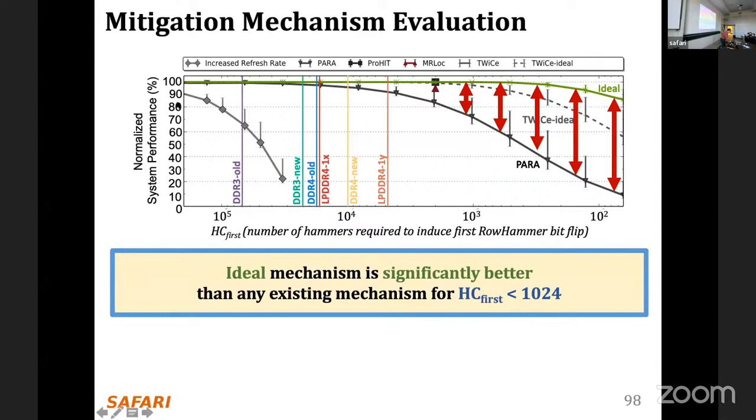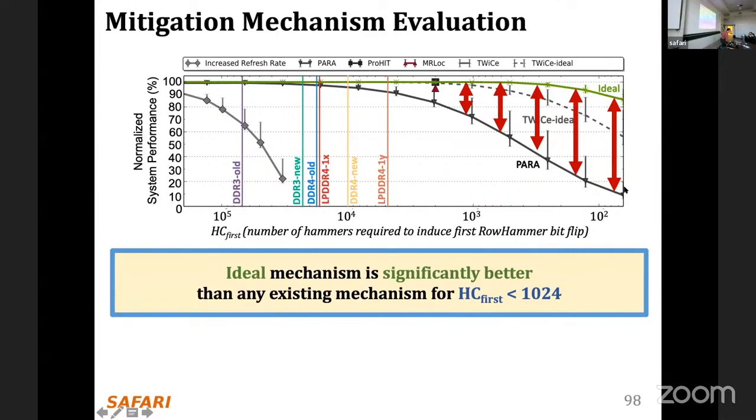For example, this is increasing the refresh rate. Increasing the refresh rate is not a good solution to get rid of all errors because your performance goes down to 20% of the level of what you would really want to be. You should really stay at 100% if you don't want to lose any performance dealing with RowHammer, right? And you can see that PARA, our solution, gets much worse after 1000 or even earlier than 1000, depending on how much performance loss you can tolerate, right?